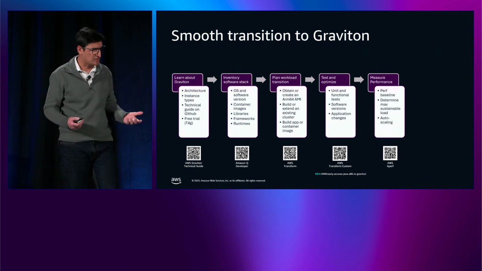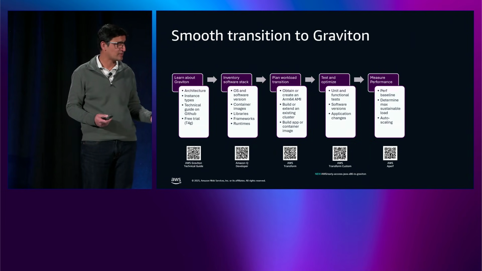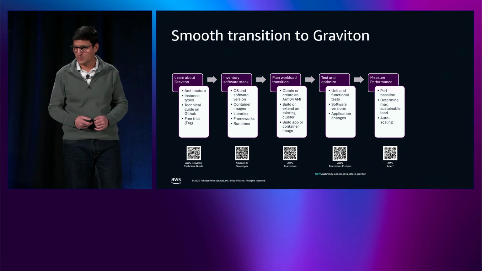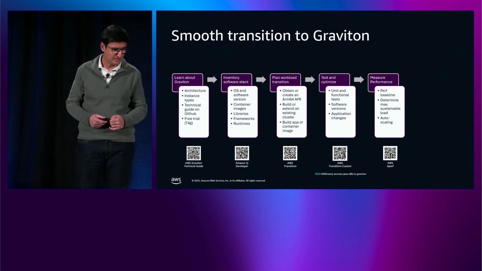And then you want to measure performance as well. We have a tool for that called AWS APerf, which is also available through the GitHub page, the Graviton technical guide that I talked about earlier.